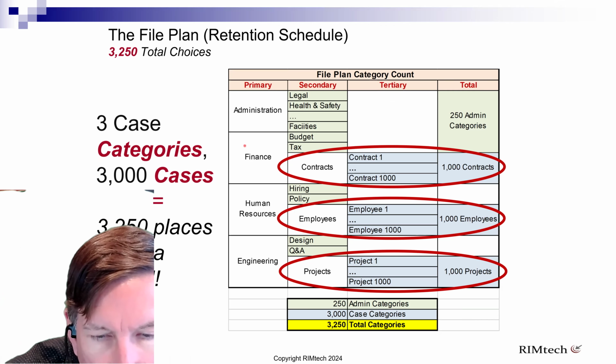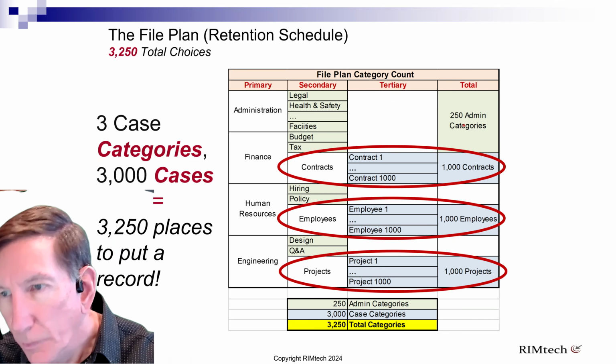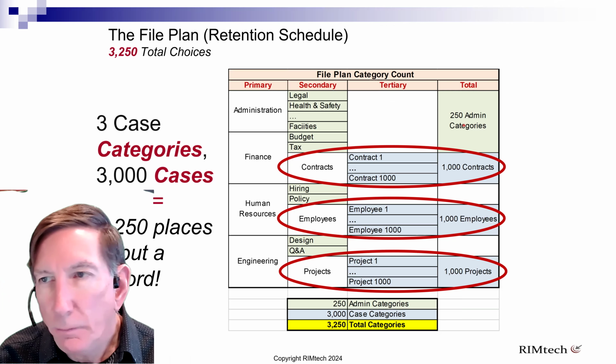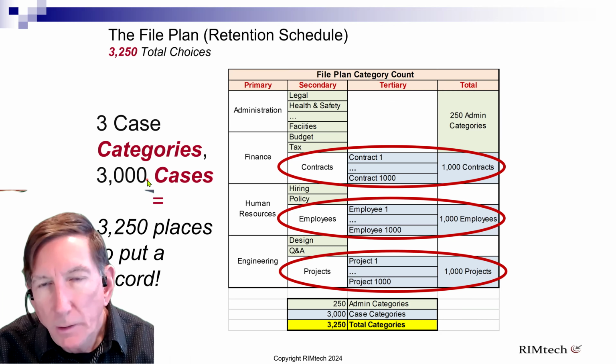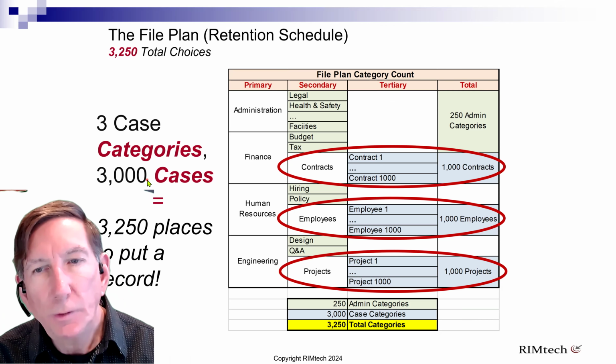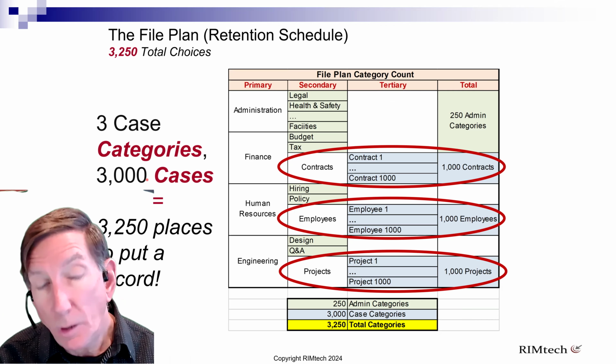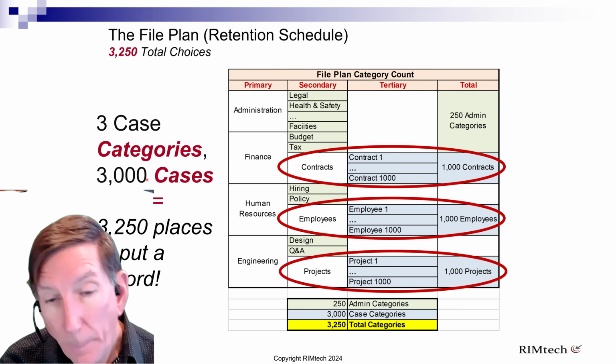Okay? So again, summary, 12,000 coming in one day. 7,200 are going to go towards these 3,000 different cases. 4,800 are going to land somewhere in these 250 categories, okay? So the grand total here is 3,250 possible places where a record could go. Now, in the real world, you'll have hundreds of case categories. Each one will have an unknown number of cases.